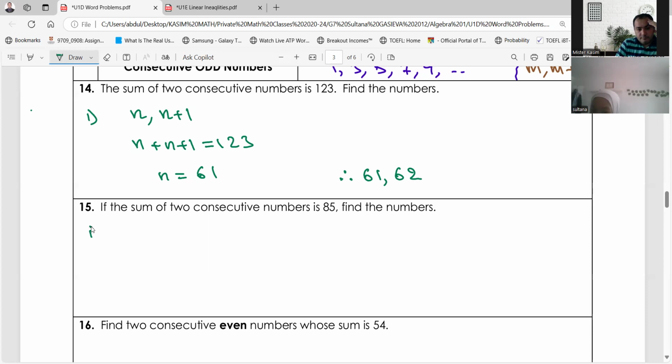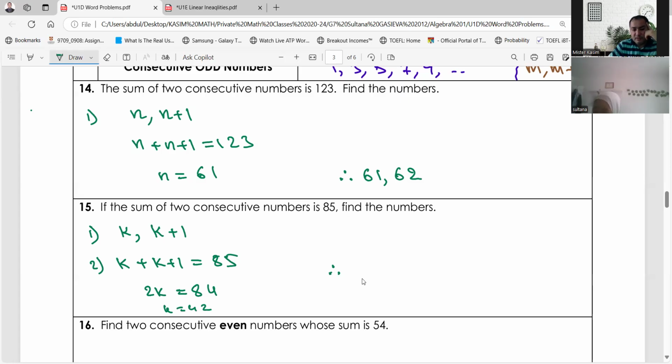42 and 43? Yeah. Suppose that I want to use k here. The first number is k. The next number should be k plus 1, and there is a sum. The second step is setting up the equation: k plus k plus 1 should be equal to 85. Now if you solve this, 2k is equal to 84, right? And k is equal to 42, the first number. The second number is plus 1, 43.